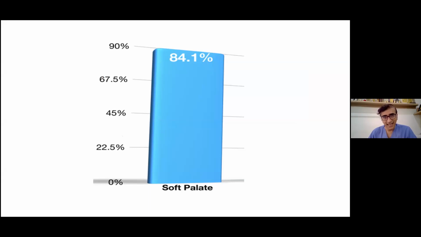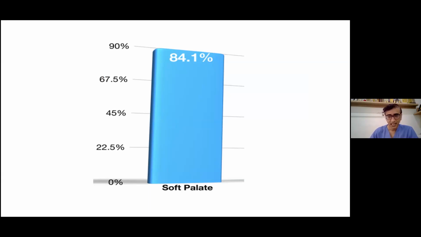Even though we say obstruction is at multiple levels, there is a lot of data that tells us the soft palate is the commonest site of obstruction, and we see it in almost 85% of our patients. Hence, the palate needs to be taken care of and addressed.